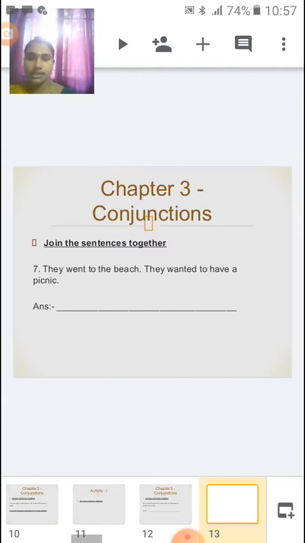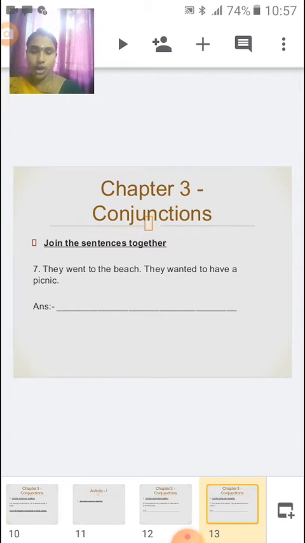So the next one is, they went to the beach. They wanted to have a picnic. So why are they going to the beach? Because they wanted to have a picnic. Right. So when you combine these two sentences together, you will have a single sentence.